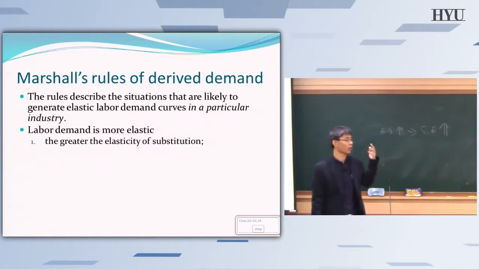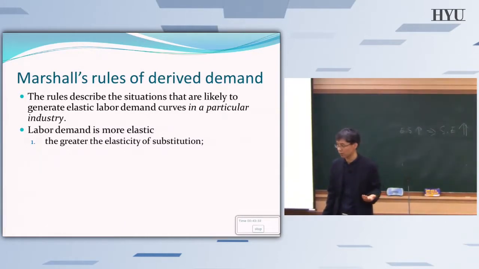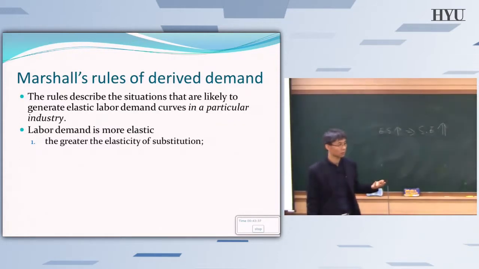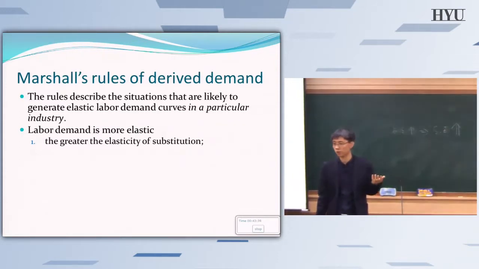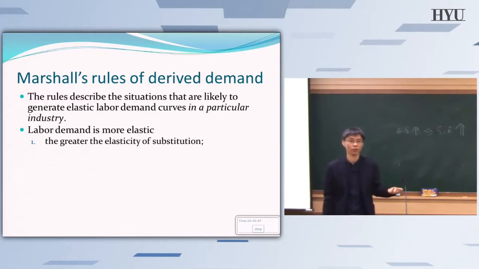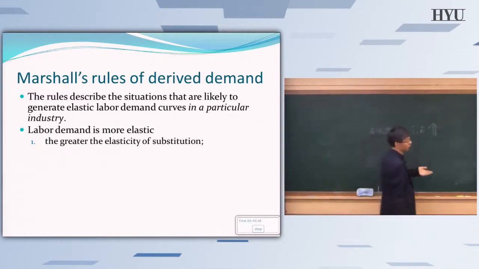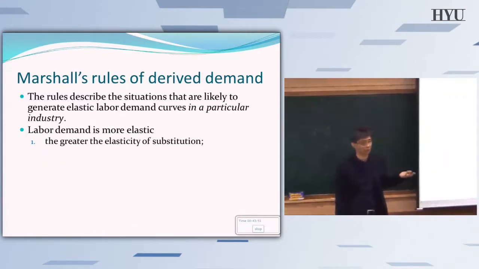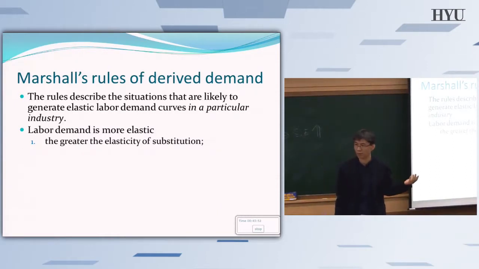If the workers can be easily replaced by machines, what happens? When the wages go up, the producers will substitute capital for labor because it's easy to do. Let's say they are easily substitutable. Elasticity of labor substitution is greater, or easily substitutable, basically means the same thing.